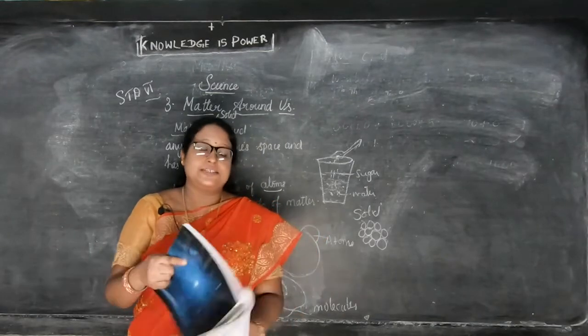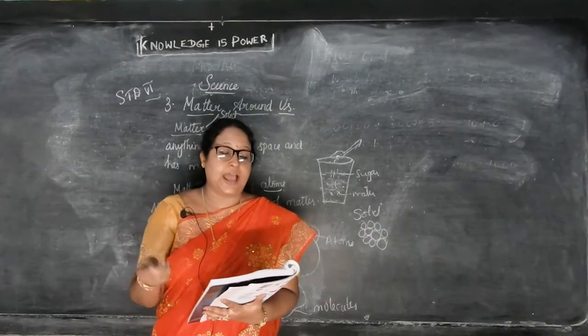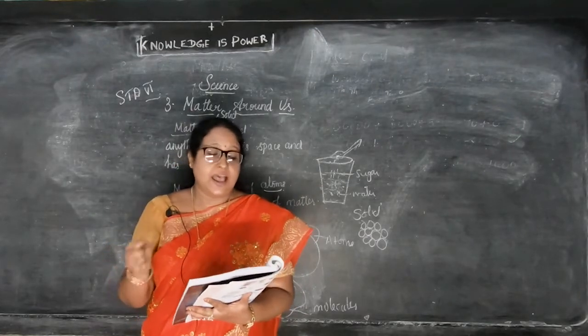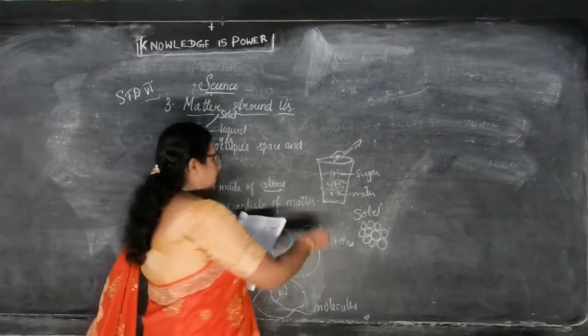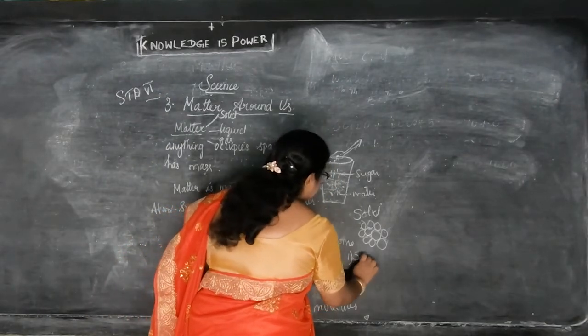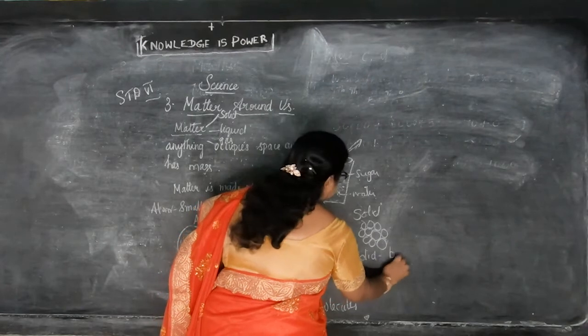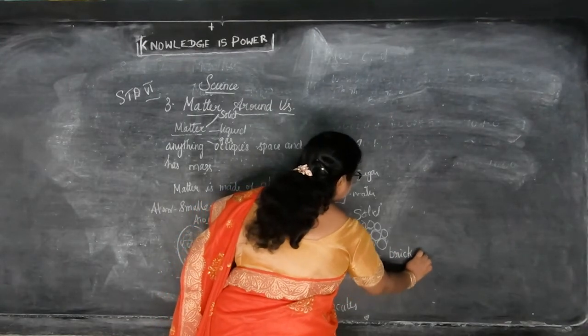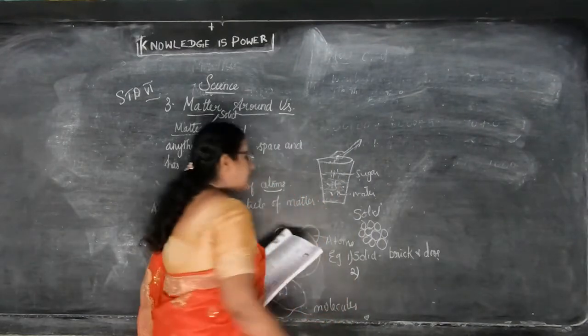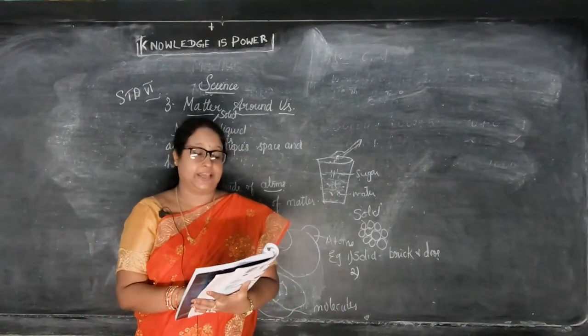Then we'll see, for example, that brick and door are hard and come under solids. So the examples for solid are brick and door.